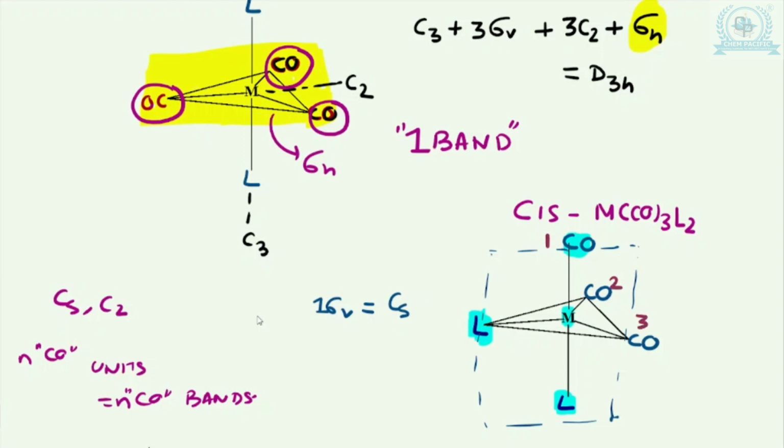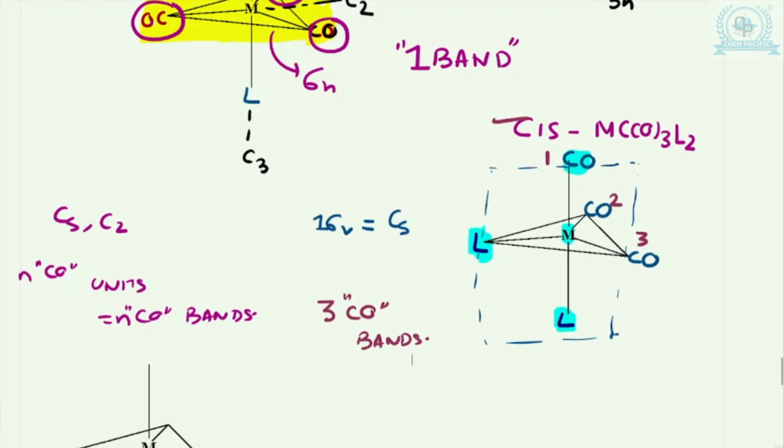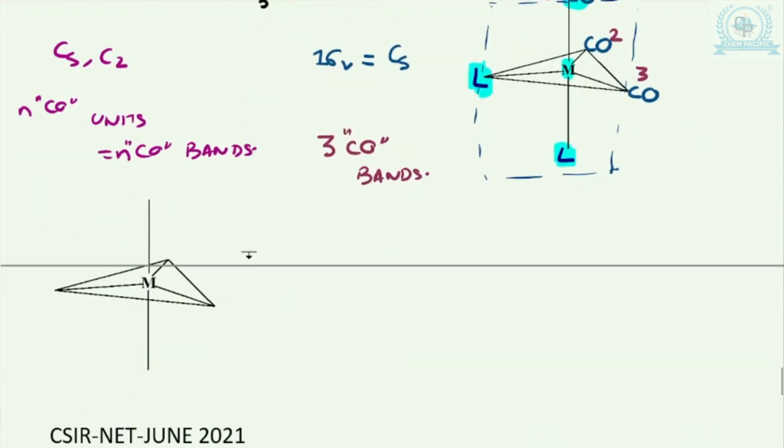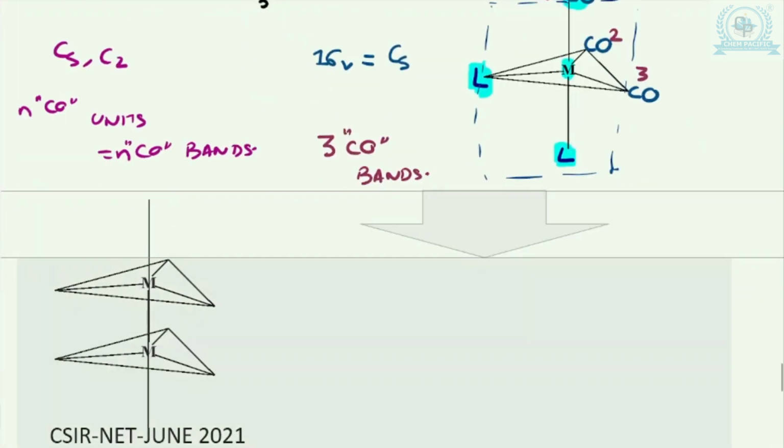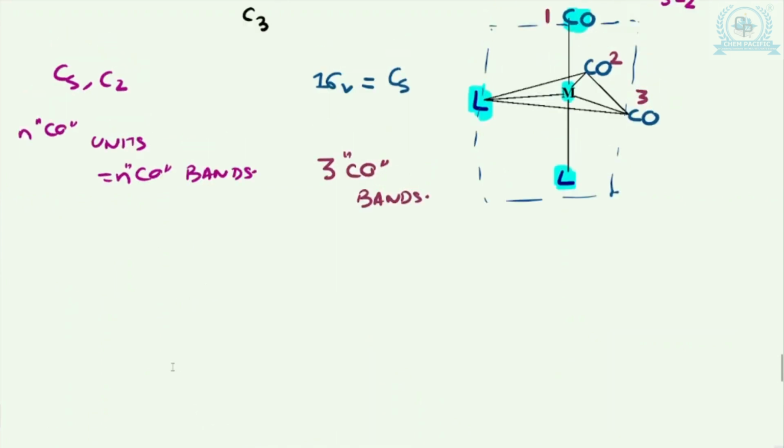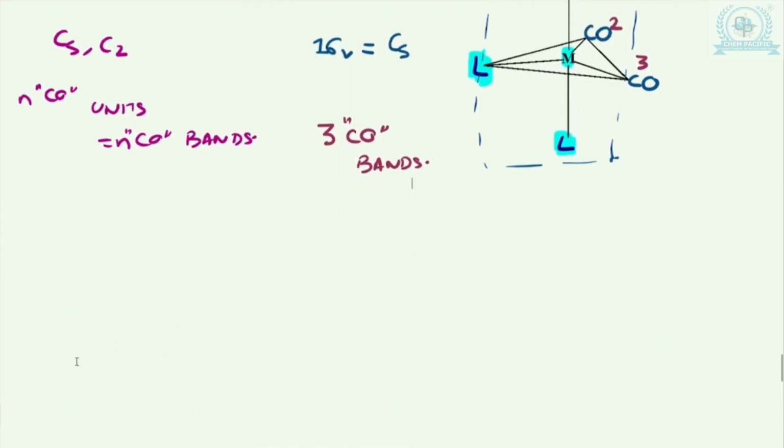1, 2, 3. As a result, this CO structure will have 3 CO bands. I hope this is clear to all of you. This is very important also. So please, students, don't skip this section, because ye already 2 bar aa chuka hai CSIR exam mein. So I'm expecting this to come in near future. So do study this properly.